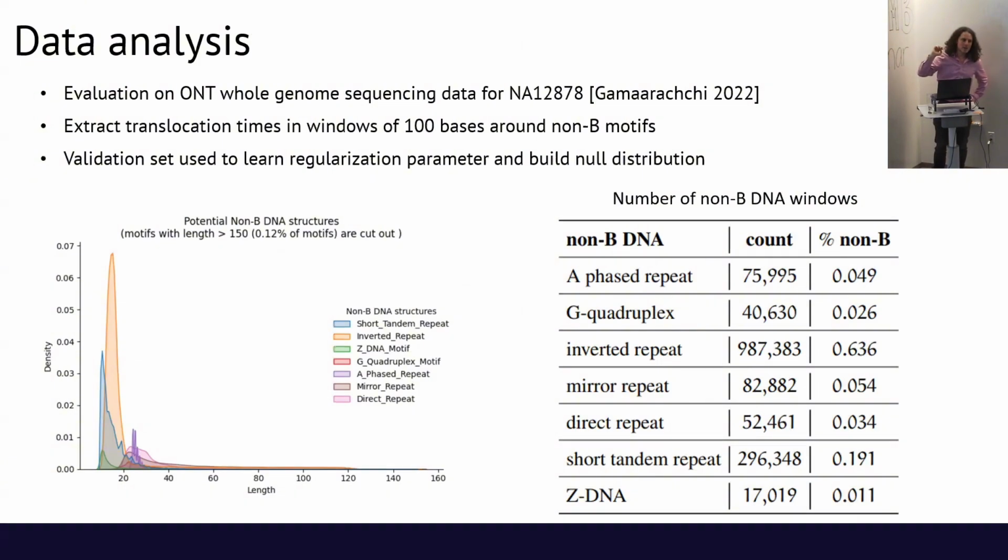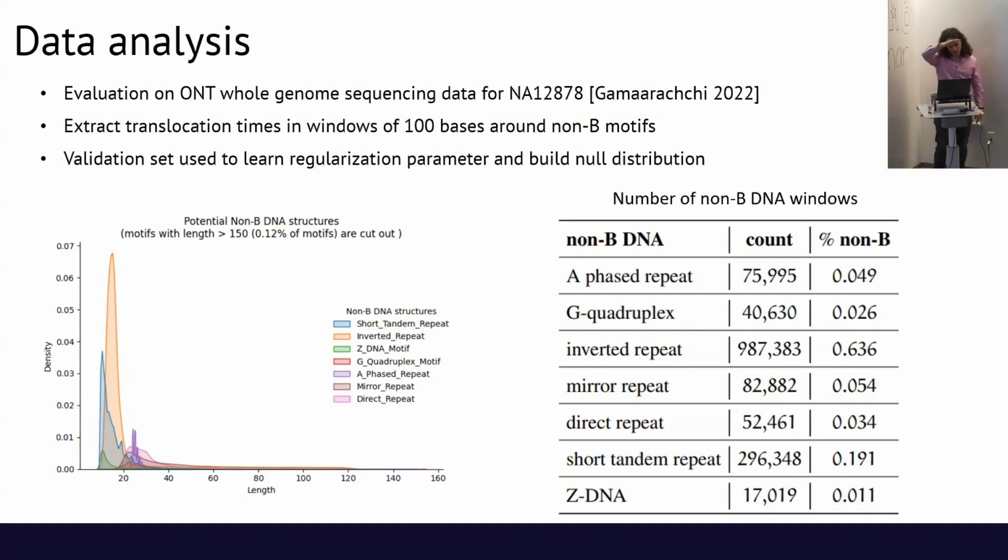So we evaluated some ONT data. This is NA12878, everybody's favorite reference genome. We extract translocation times 100 bases around non-B motifs. We have both the positive and the negative strand. And we use a validation set to learn a regularization parameter and to build the null distribution. So we have a nice null that we are pretty sure is coming from just B DNA.